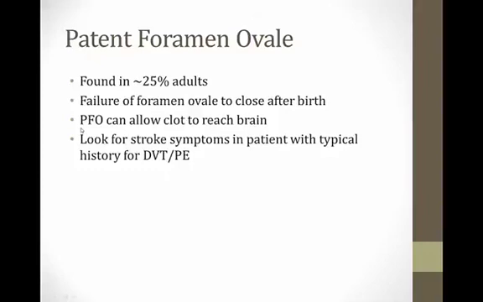The only exception is that in theory, the PFO can allow a blood clot from the femoral veins to cross to the left side of the body and cause a stroke. The frequency with which this happens is hotly debated, and clinical studies of closing PFOs to try and prevent strokes have been disappointing. So it's not clear how much PFOs actually play a role in strokes. But nevertheless, for board questions, you should look for stroke symptoms in a patient with a history of DVT and PE, and know that that patient may have a patent foramen ovale with clot crossing to the left side.